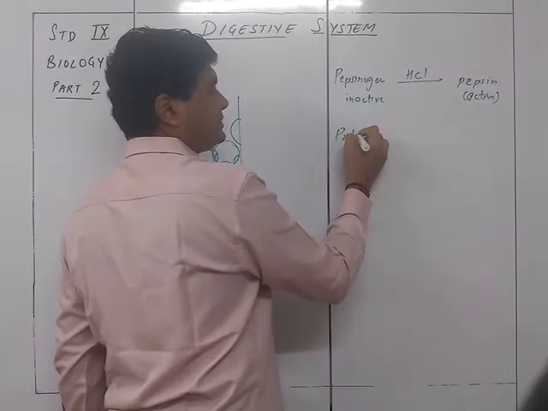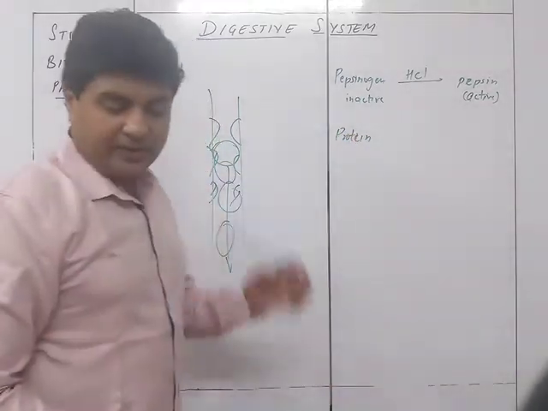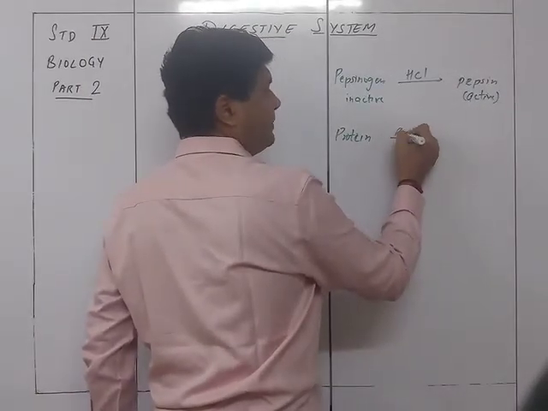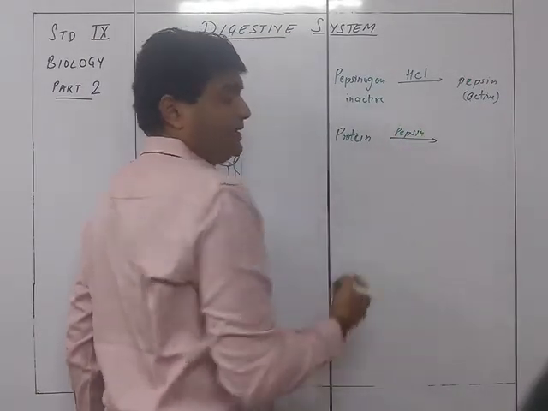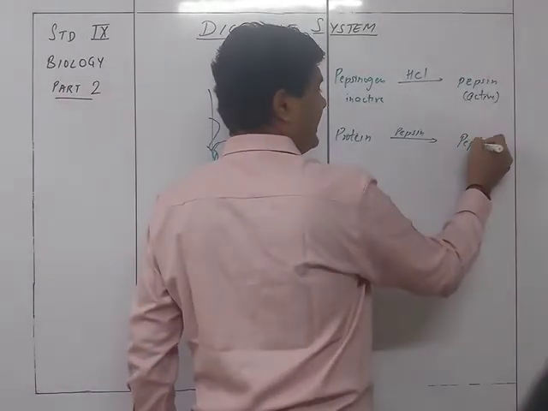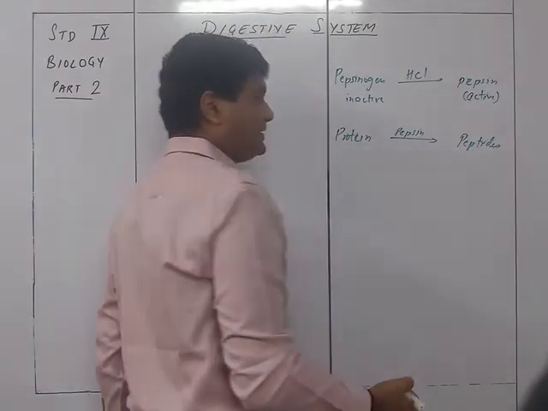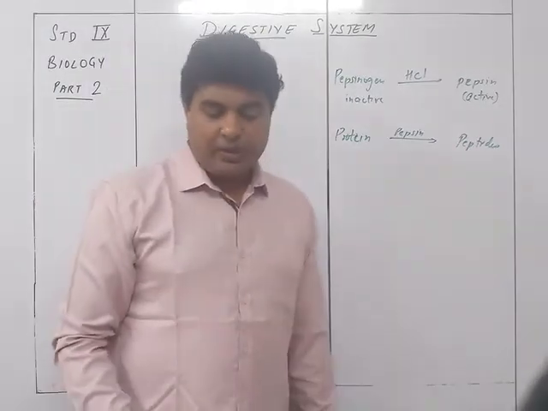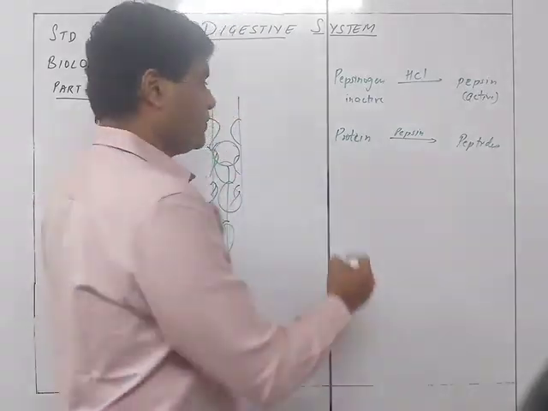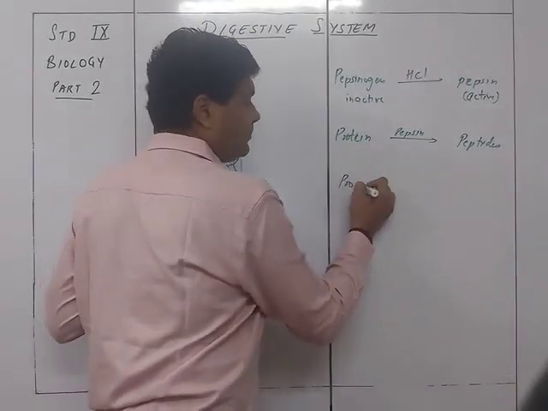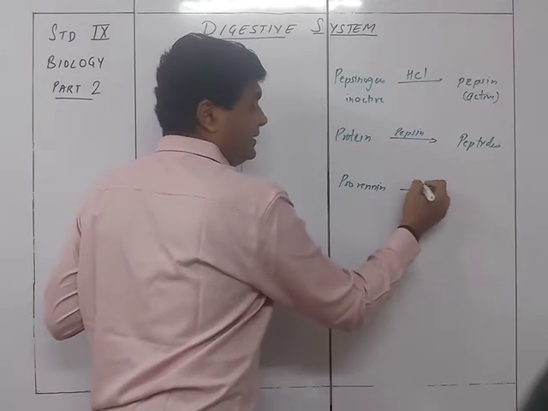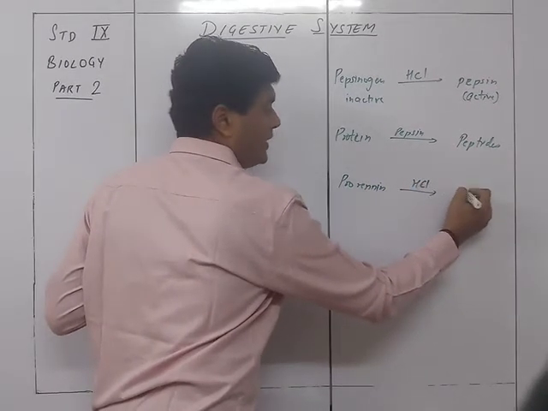This active pepsin is going to work on the protein. When the protein comes in contact with the pepsin, it is going to get converted into peptides, and you can see that only 20% digestion of the protein is going to take place over here. And similarly, there is another compound called prorenin. The prorenin is going to be activated by HCl and it is going to get converted into renin.